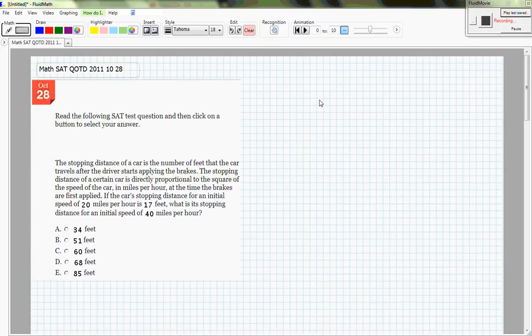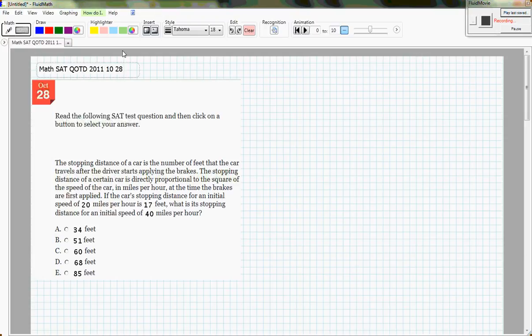This is the October 28th, 2011 Math SAT question of the day. The stopping distance of a car is the number of feet that the car travels after the driver starts applying the brakes.